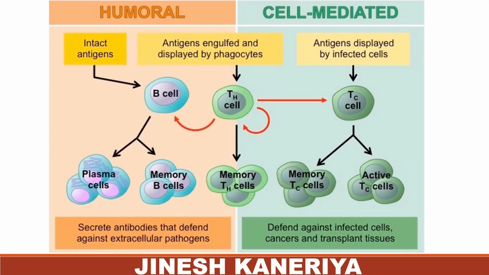Humoral immunity develops when the antigen interacts with and activates the B cell. The B cell is divided into plasma cells or memory cells. The secreted antibody defends against extracellular pathogens. Whenever the antigen is engulfed and displayed by the phagocytic cell, the T helper cell activates the B cell, and it also activates cellular immunity, or cell-mediated immunity.